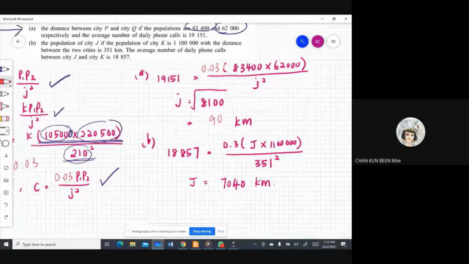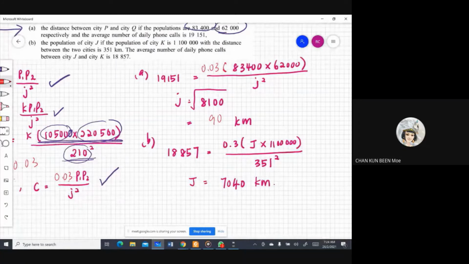And then for B, the population of city J, if the population of city K is 1,100,000, with the distance between the two cities is 351 kilometer. The average number of telephone calls between city J and city K is 18,857. So we got to replace this one already with 0.03. Okay, so you substitute everything into the value of C. The number of phone calls is equal to 0.03 times this one, in bracket J times 1,100,000 over 351 squared.